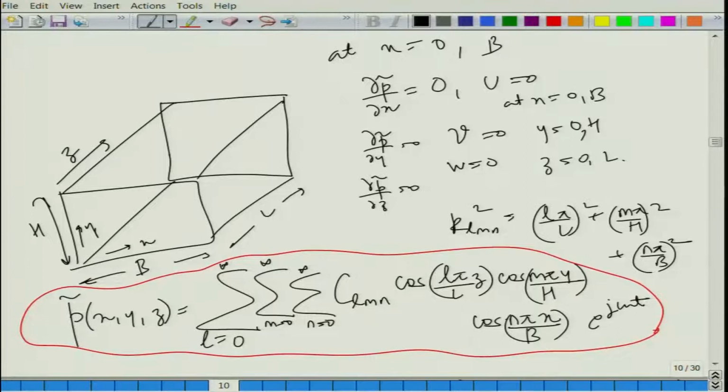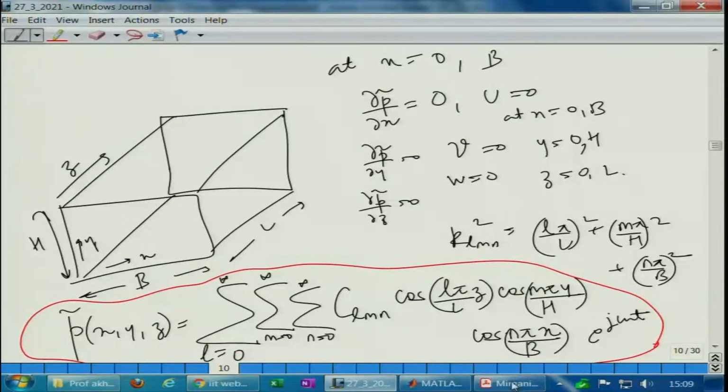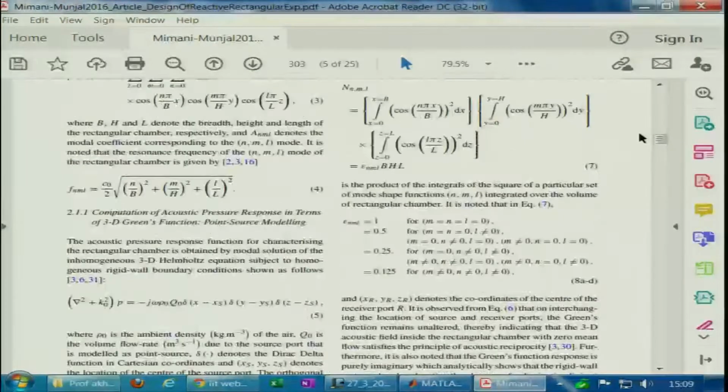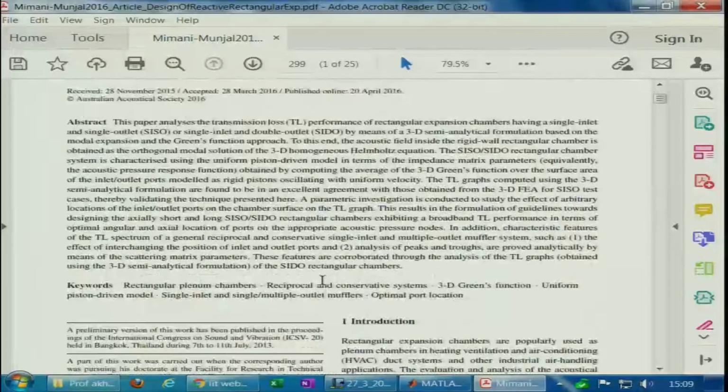So, what I am going to do, instead of writing it all up together, I will present to you a paper that I published a few years back. This was a paper on design of rectangular chambers published with another co-author. This article appeared in Acoustics Australia in 2016. It has been some time now.